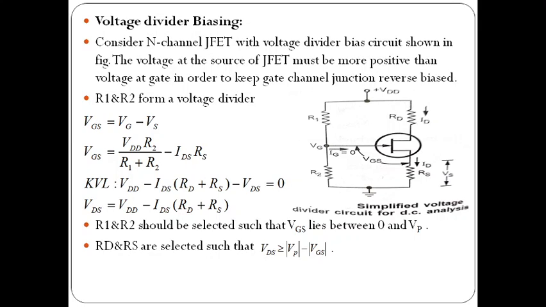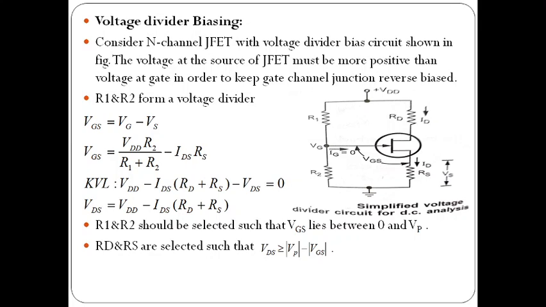And VS equals, we already know the current passing through RS is IDS or ID, both are the same. So I have written IDS, so VS equals IDS into RS. Again, by applying KVL at the outer loop, we can write VDD minus IDS into RD plus RS minus VDS equals 0. From that, VDS equals VDD minus IDS into RD plus RS.